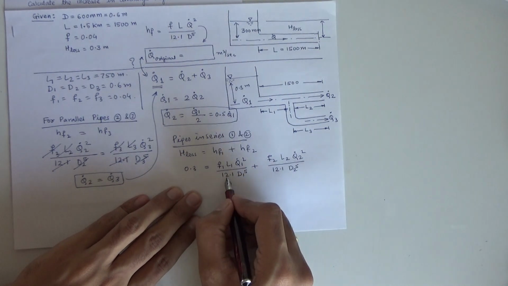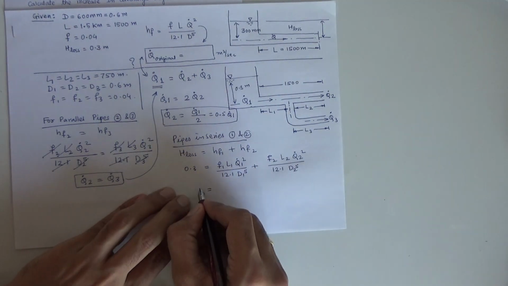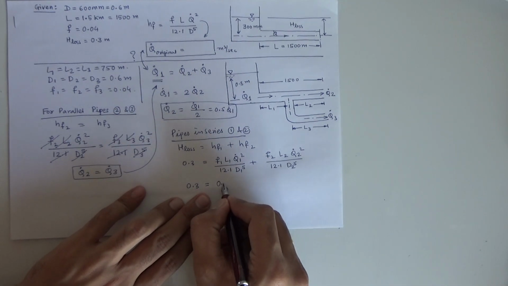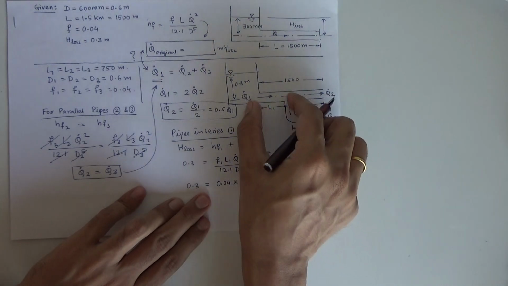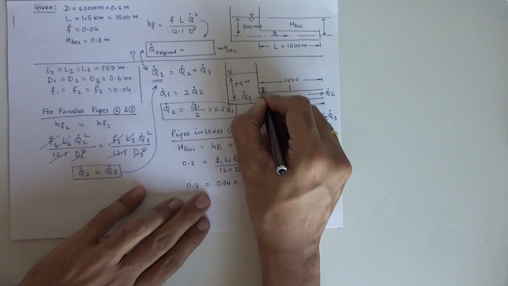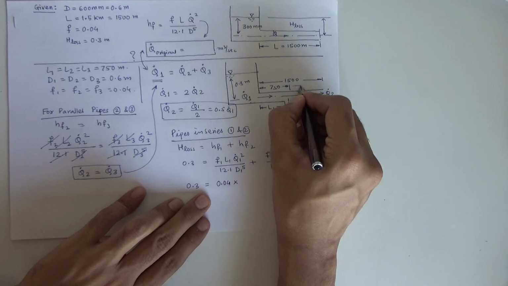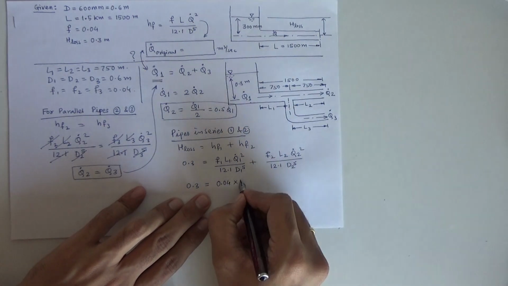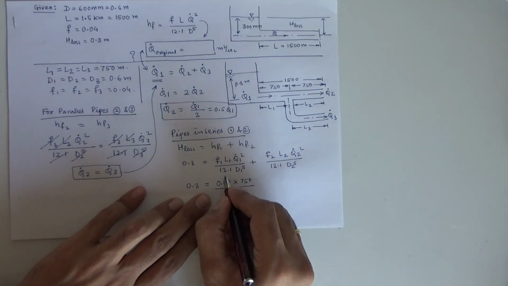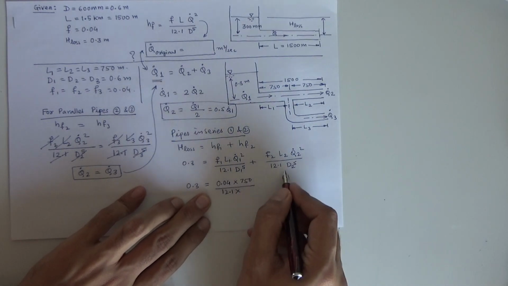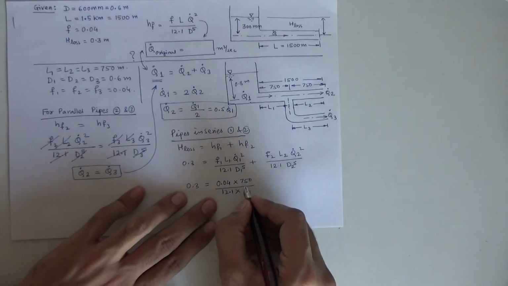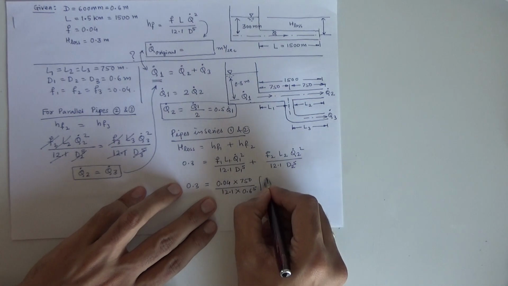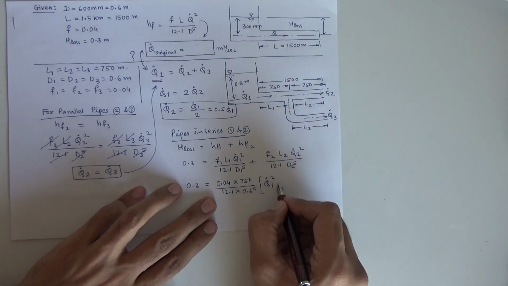You can observe that F, L, 12.1 and D are common, and that can be taken as common, and the values are F1 is what? 0.04, L is how much? Half of this is L1, that is 750 meter, and this L2 is also 750 meter, so it can be taken common. L1 and L2 both are same, so 750 divided by 12.1 can be taken as common, and diameter is also same, and that is 0.6 meter. So 0.6 raised to 5. In bracket what will remain? Only Q dot 1 will remain on this side, and the second part is Q dot 2.